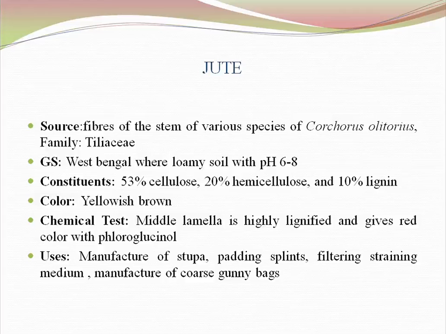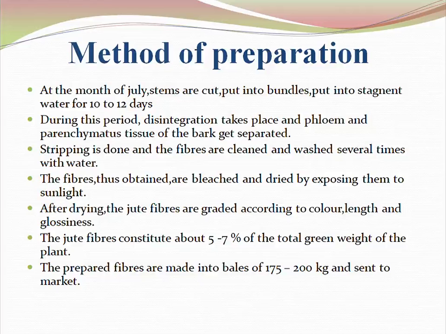Next is jute. Jute is manufactured from various species of Corchorus olitorius and family Tiliaceae. So mainly the fiber contains 53% cellulose, 20% hemicellulose, and 10% lignin. The method of preparation. So how we can prepare the jute fiber?